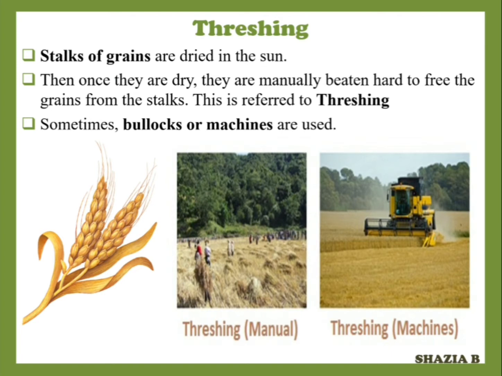A combine harvester is a very efficient tool, because it helps not only in harvesting, that is cutting off plants once they are matured, but also helps in separating grains from these stalks. This process also has its advantages and disadvantages. The advantage is that this combine harvester or threshing by machine is much faster and more effective.